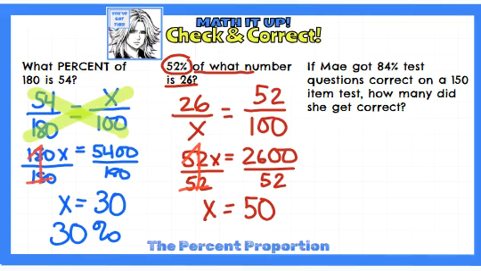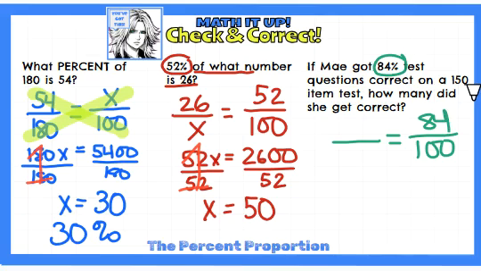And lastly, we have a word problem here. If May got 84% on her test questions correct, and there were 150 test items, how many test items did she get correct? So it's always a little more difficult when you're set up with a word problem. It just makes it a little harder to pick out those pieces. So we're going to have to really look at this. Well, the good news is we have 84%. That always goes there. That's easy. So our percent is there for us.